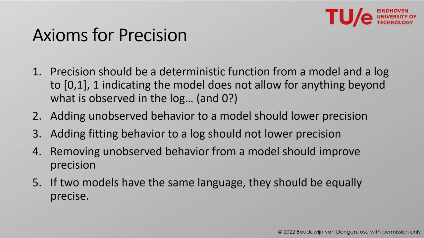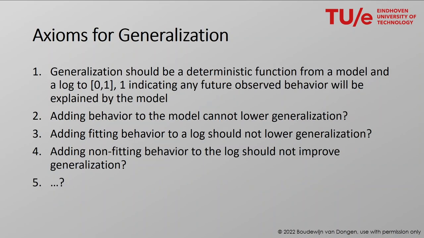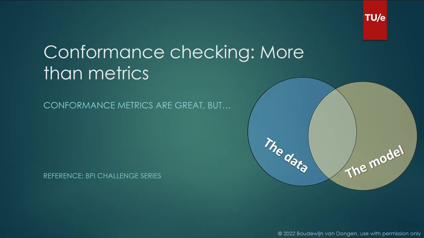There are similar axioms for precision, won't go through all of them, and for generalization, although for those, we are not really sure what we want or need or mean, right? So there's still a lot of work to be done. But it's very nice to read a paper that says, I have developed a new metric for precision, and it satisfies these axioms. So then you don't have to bother with computational complexity. Of course, it's nice to show that you implemented it and it works on a real-life example, but at least you thought about the properties you wanted, and that's what you designed the metric for. Yeah?